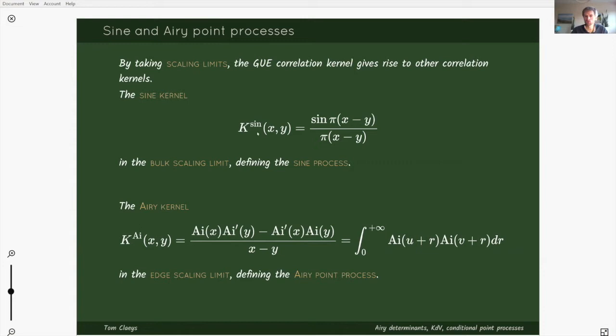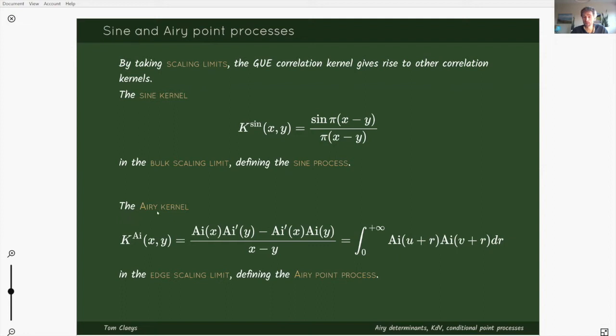That's a point process of a somewhat different nature, because in the GUE you have n particles, so the number of particles is finite. Here in the sine point process, the number of points is almost surely infinite. Okay. And then there's another scaling limit, which arises near the edge of the semicircle law. If you scale the eigenvalues there in a suitable way, then you find the Airy kernel.